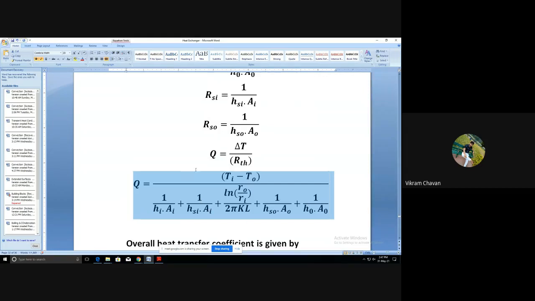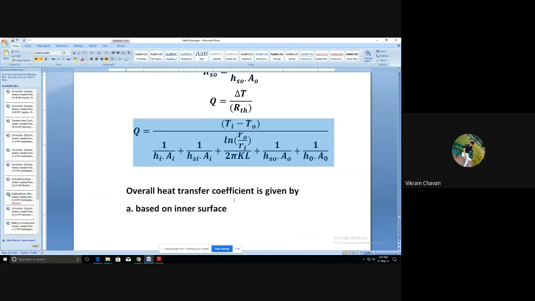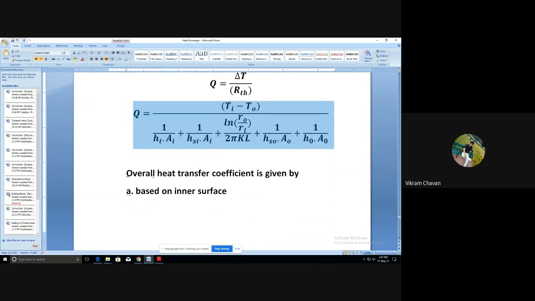In that case, we have to add two extra resistances. The first is the scaling resistance on the inner surface, and the second is the scaling resistance on the outer surface. We have to add these two resistances whenever the data related to the resistance or the fouling factor is provided. So in that case, if you want to consider the overall heat transfer coefficient, how do we calculate it?